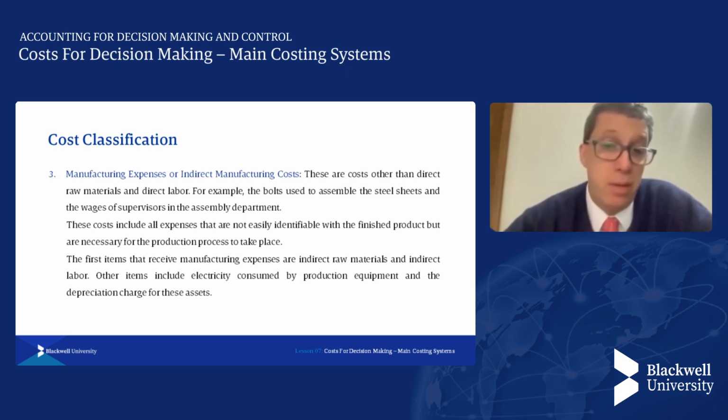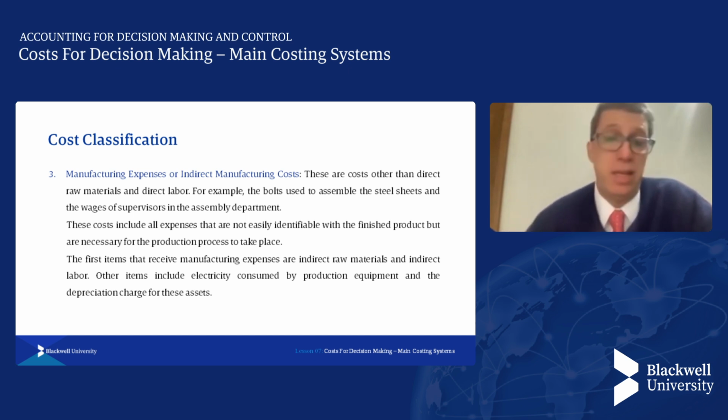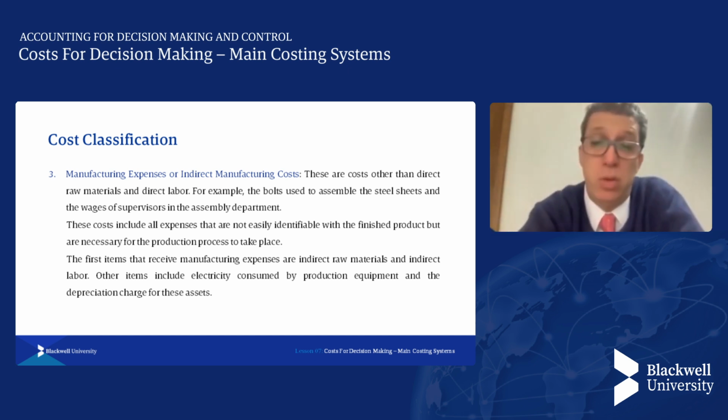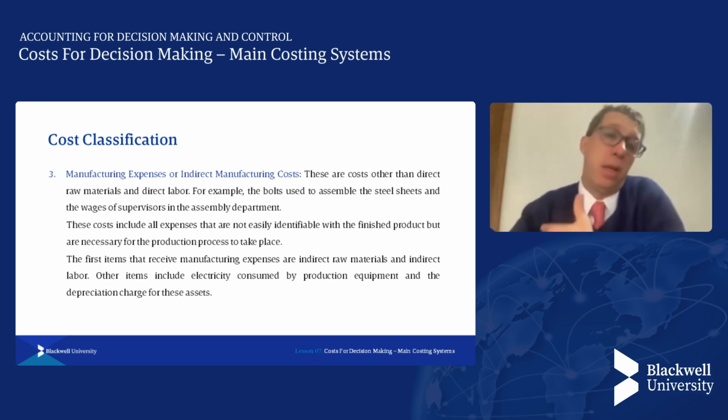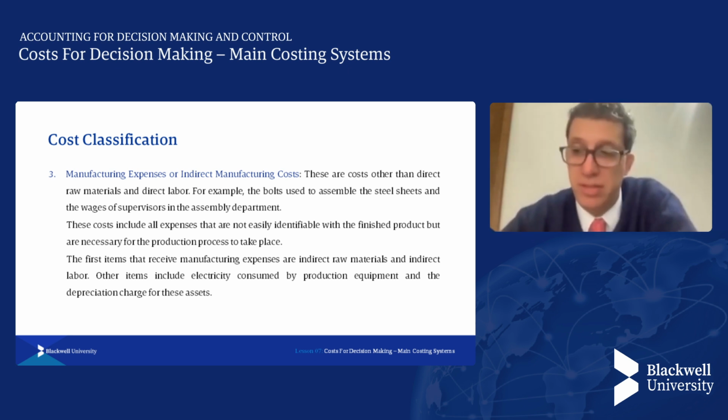Therefore, the first items that receive manufacturing expenses are indirect raw materials, indirect labor, and, of course, they could also include items like the electricity consumed by production equipment and the charge for depreciation of these. So, we have directly related costs, directly assigned expenses to manufacturing, and we need to have manufacturing expenses or indirect costs, which are also necessary, of course, directly for manufacturing.